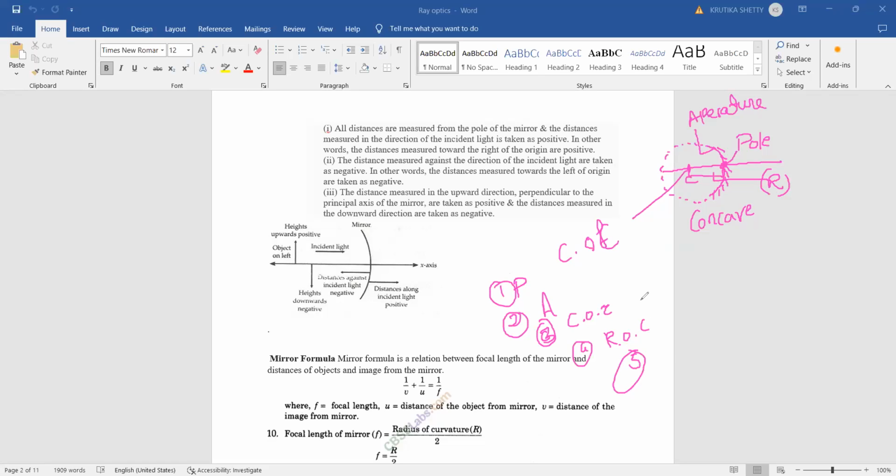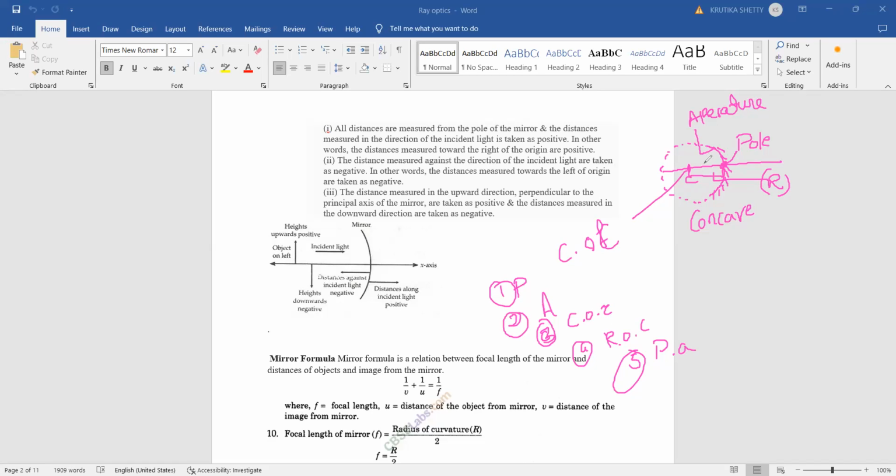Then the fifth definition is the line passing through the center of curvature and the pole. The line passing through the center of curvature and the pole is called the principal axis. So: pole, aperture, center of curvature, radius of curvature, principal axis.